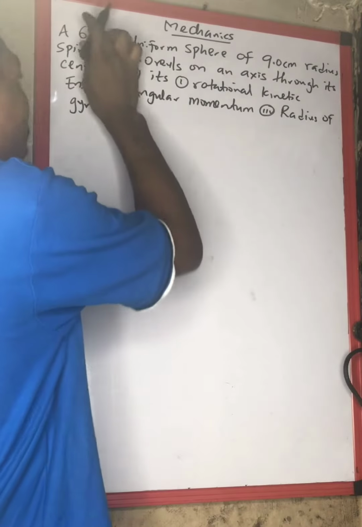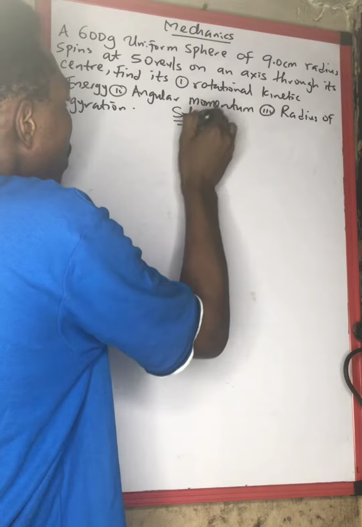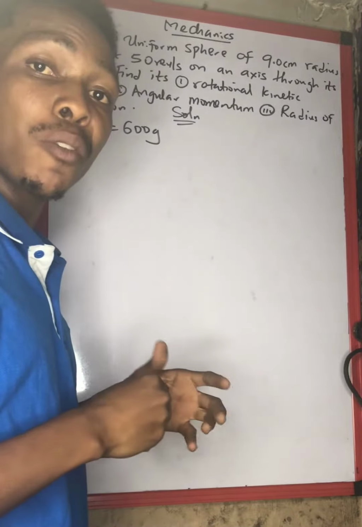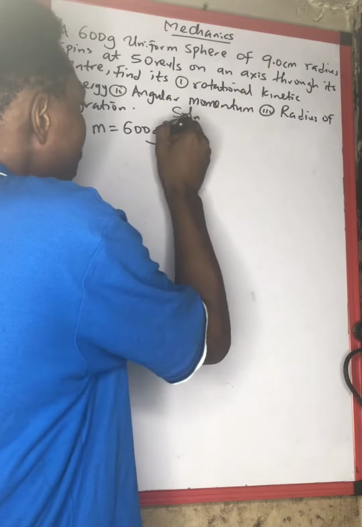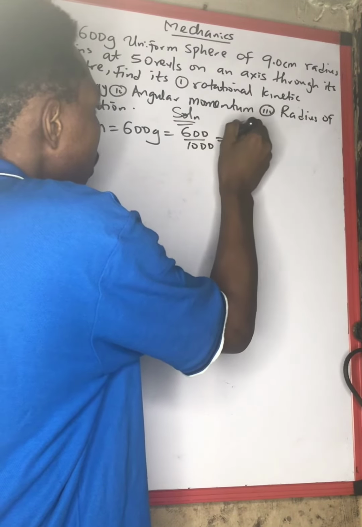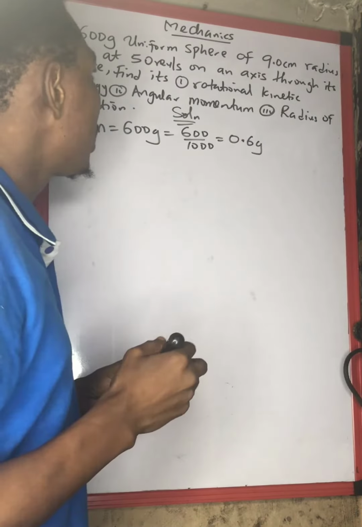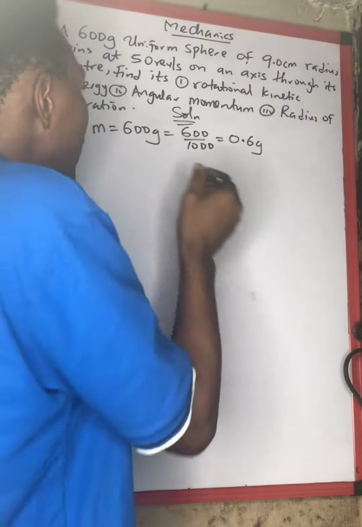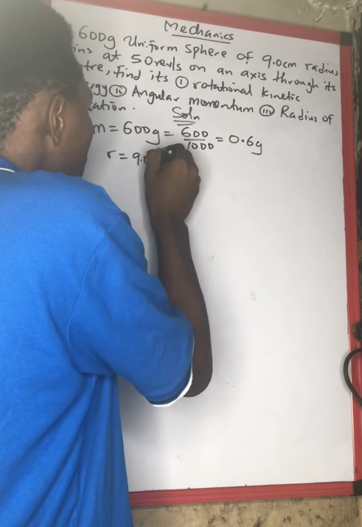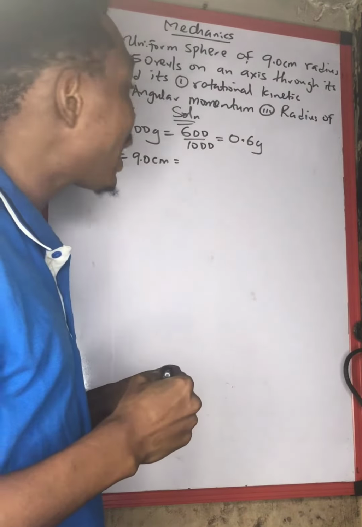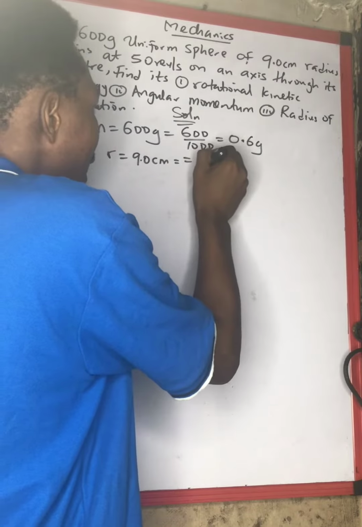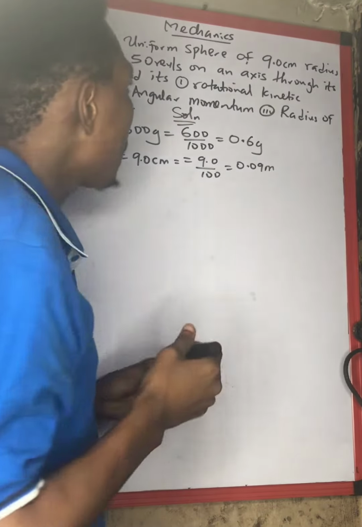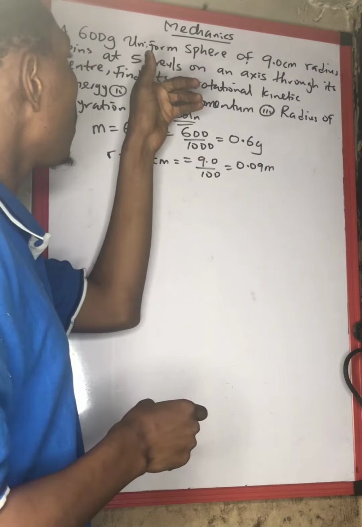From here, we give our solution. We are given our mass to be 600 grams. Whenever you are given your mass in grams, you convert to kilograms by dividing by 1,000. So 600 divided by 1,000 gives us 0.6 kilogram. We are given our radius to be 9.0 centimeter. You convert to meter by dividing by 100. So 9.0 divided by 100 is 0.09 meter.